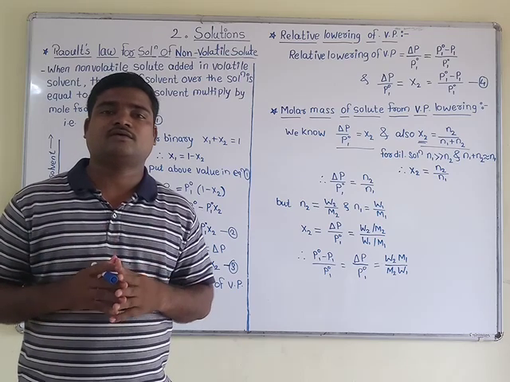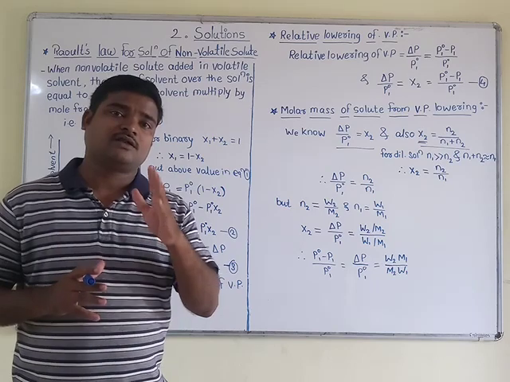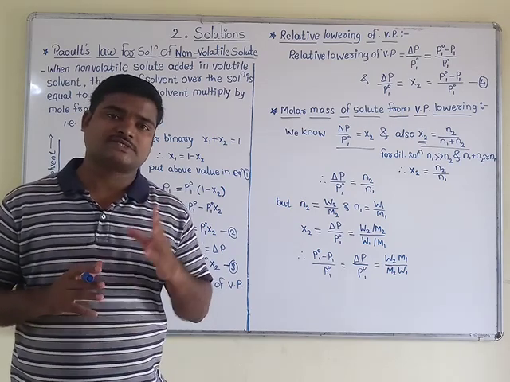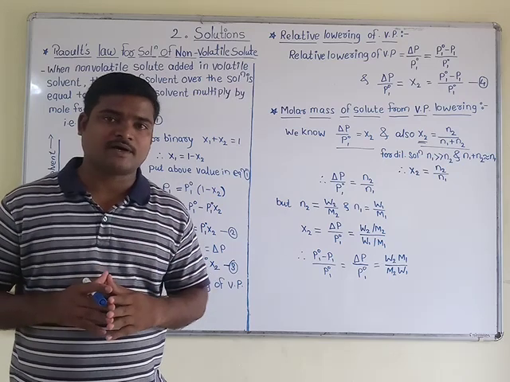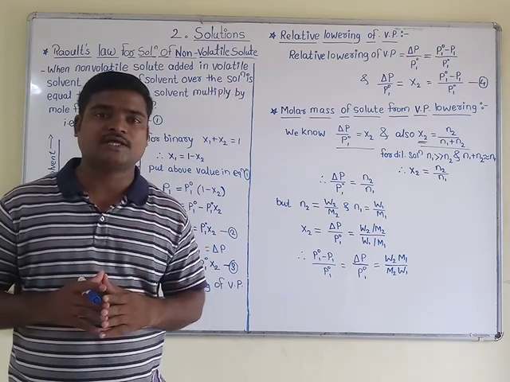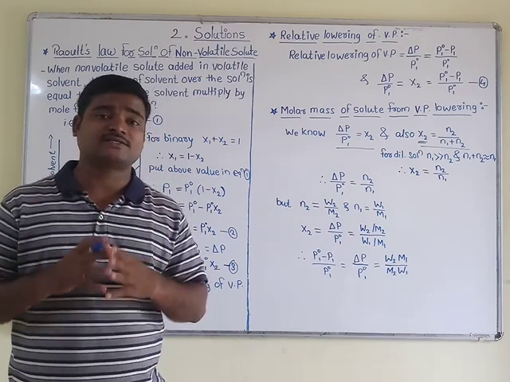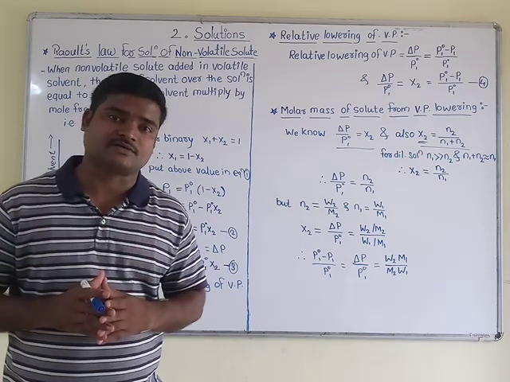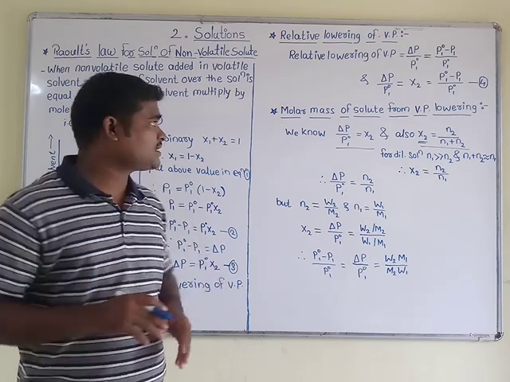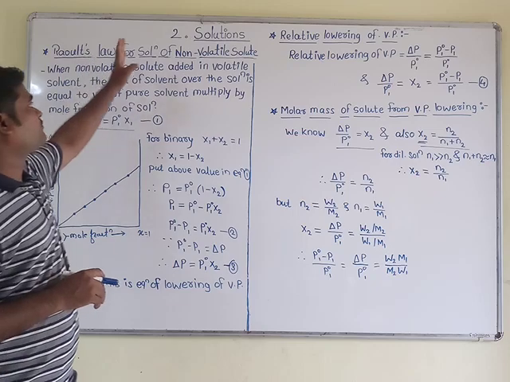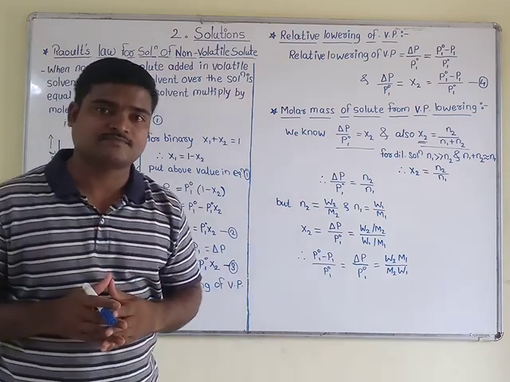Now we are looking at our chapter, that is solutions. In our last lecture we have seen Raoult's law and some colligative properties. In that, we are on the first type of colligative property, that is lowering of vapor pressure. In that concept, the next topic is Raoult's law for solution of non-volatile solutes.